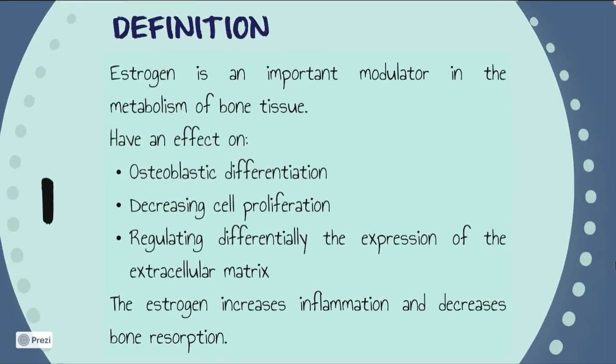Estrogen is an important modulator in the metabolism of bone tissue. It has an effect on osteoblastic differentiation, decreasing cell proliferation, regulating differentially the expression of the extracellular matrix, which also explains the molecular mechanisms of growth and remodeling of bone by estrogens. The estrogen increases inflammation and decreases bone resorption.